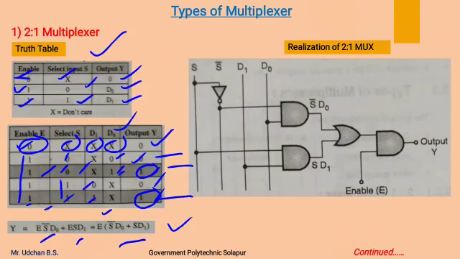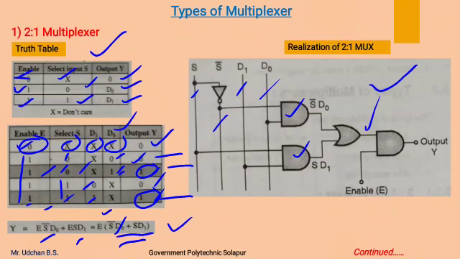From this, the realized or logic diagram of the 2:1 multiplexer is drawn. This is the S line, this is the S bar line, D0 and D1 lines. To get S bar D0, S bar and D0 are connected to this AND gate. To get S D1, S and D1 lines are connected to this AND gate. Combine them, we will get the term which is available in the bracket.